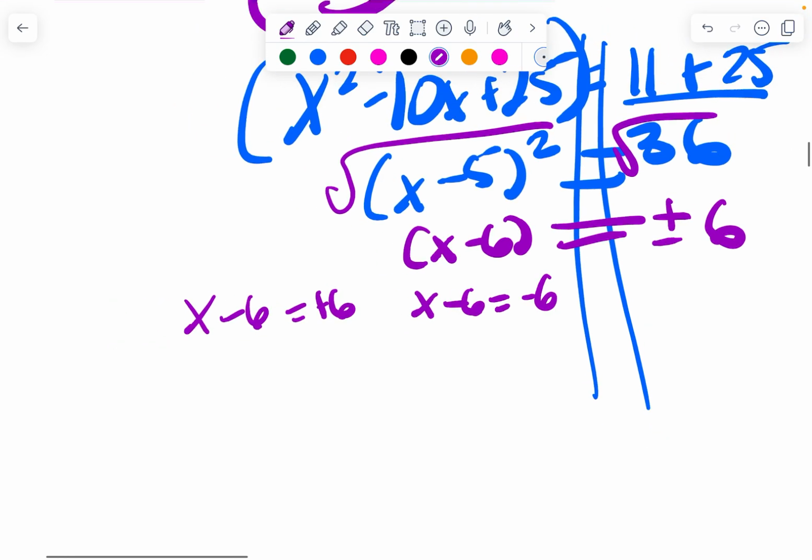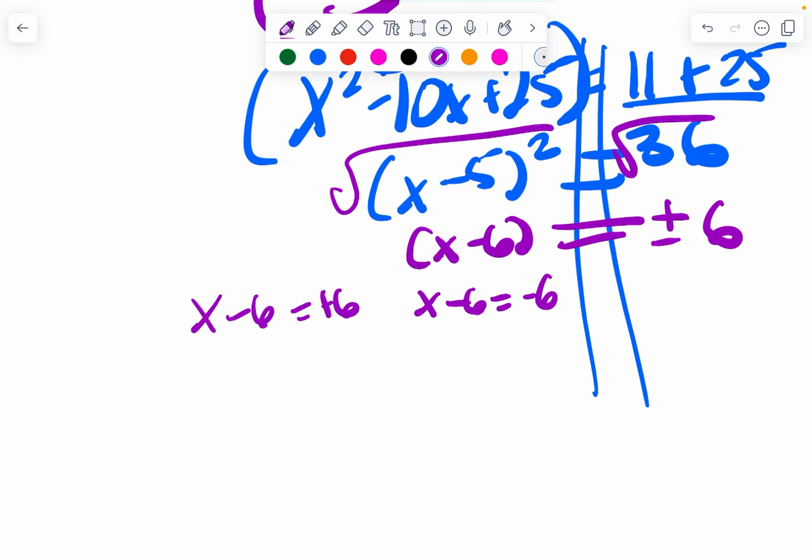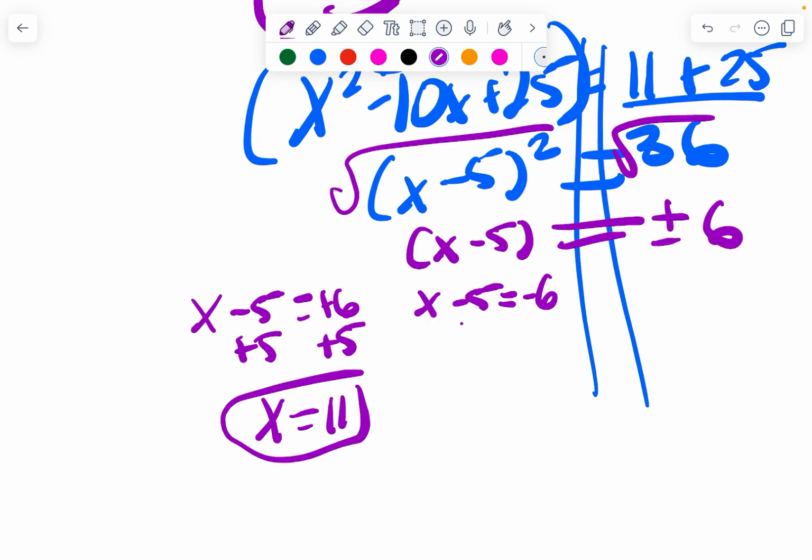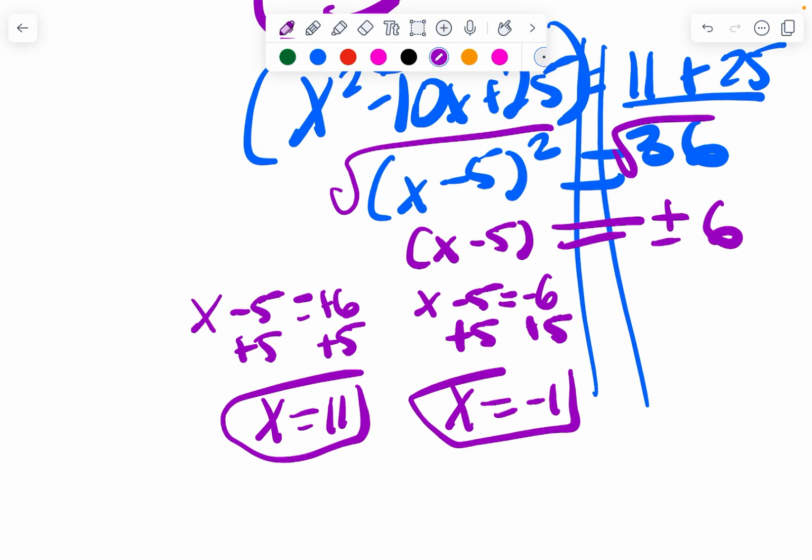Okay? So then if I come on over, sorry, x minus 5. I apologize, y'all. Minus 5. x minus 5 equals 6. x minus 5 equals negative 6. So I add 5 to both sides. So one answer is x equals 11. I add 5 to the other side, and I get x equals negative 1.